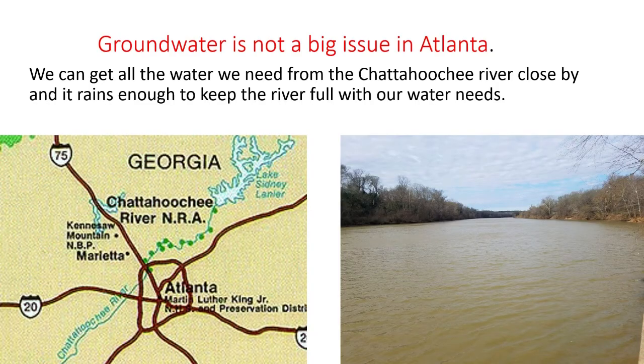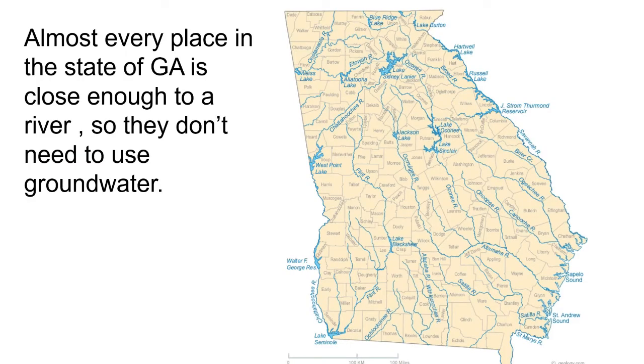Here in Georgia, groundwater is not a big deal for us because it rains a lot, and all that rain winds up in the Chattahoochee River. Chattahoochee River pretty much always has enough water for our needs. Almost every place in the state of Georgia is close enough to a river that they can go to the river and get their water out of the river. They run it through a water treatment plant, clean it up. So we don't have to dig wells like they do in the West, where they don't have enough precipitation to have a lot of rivers.